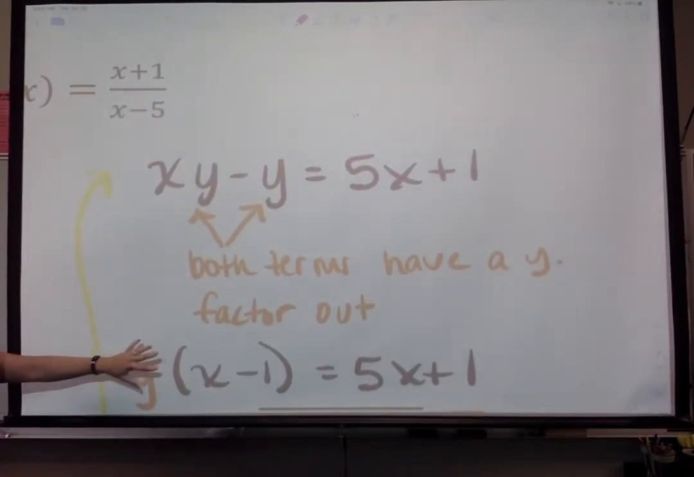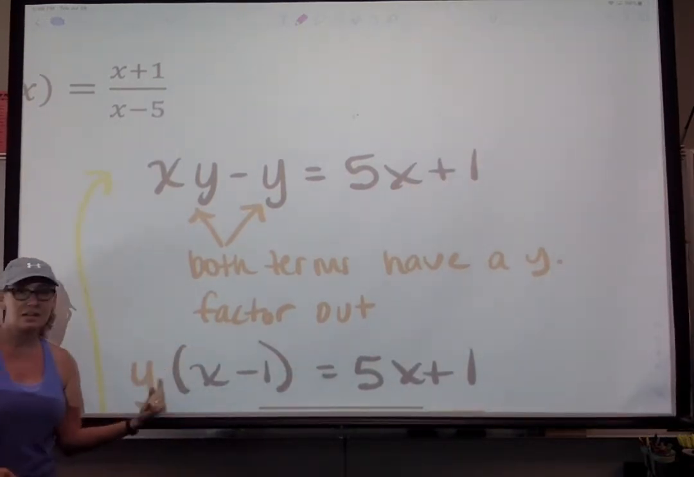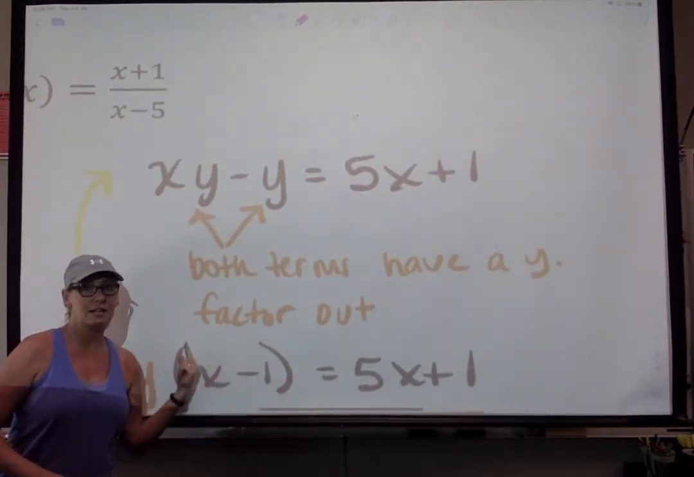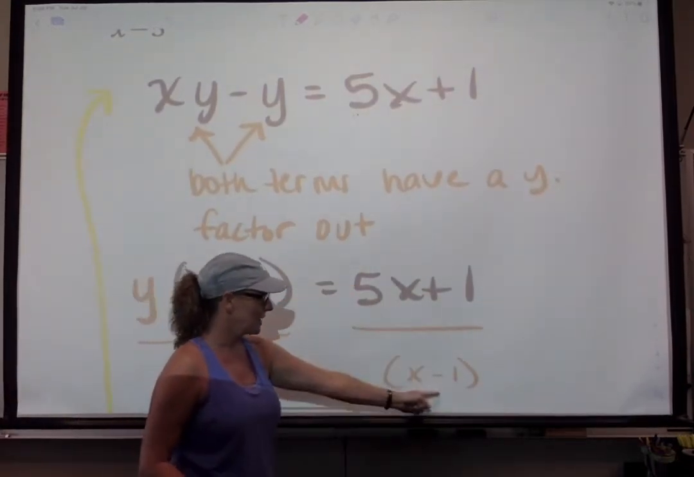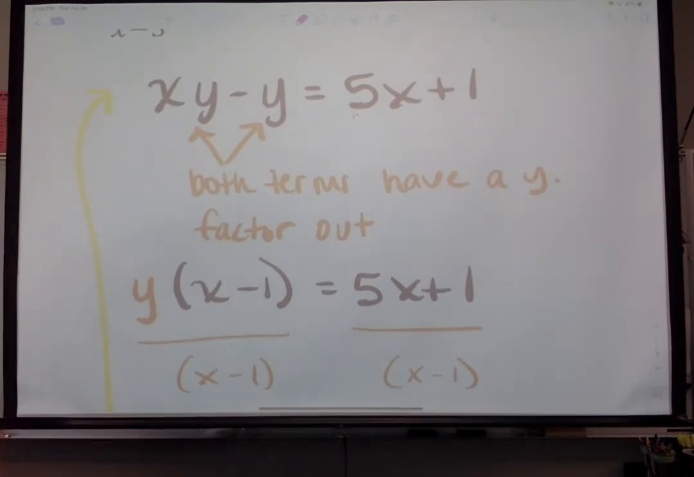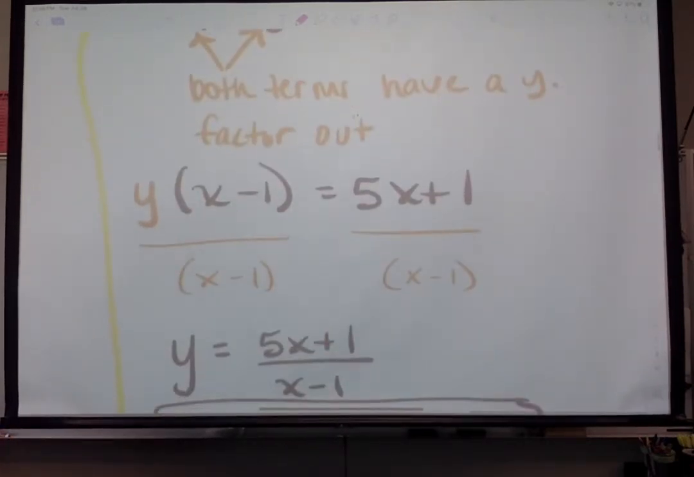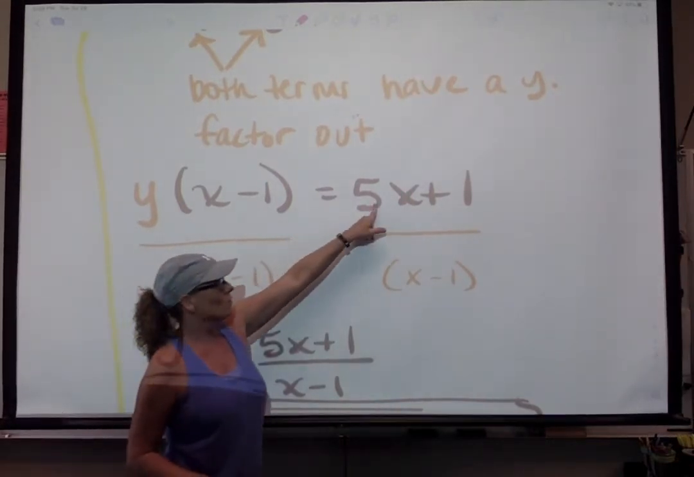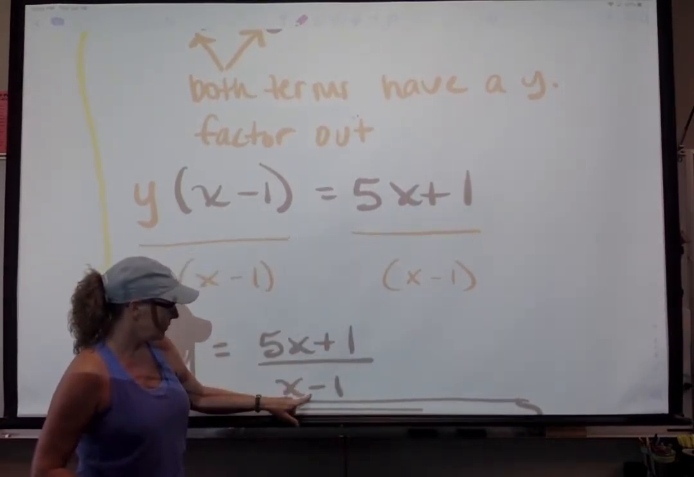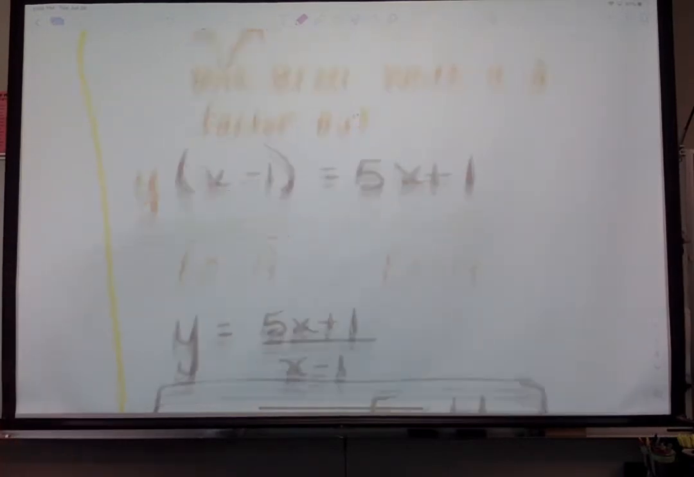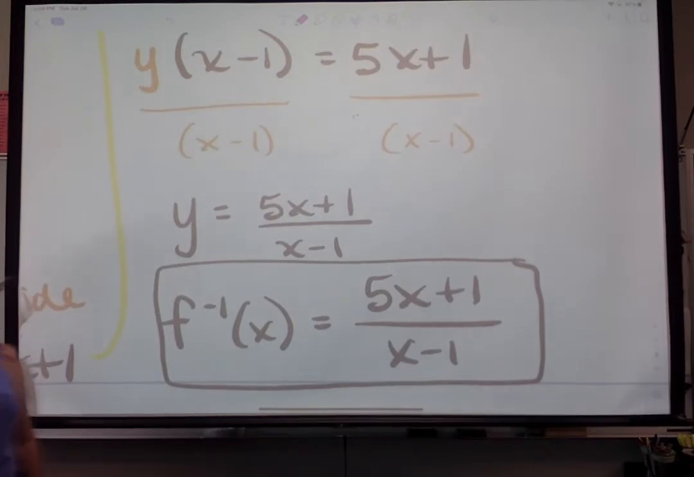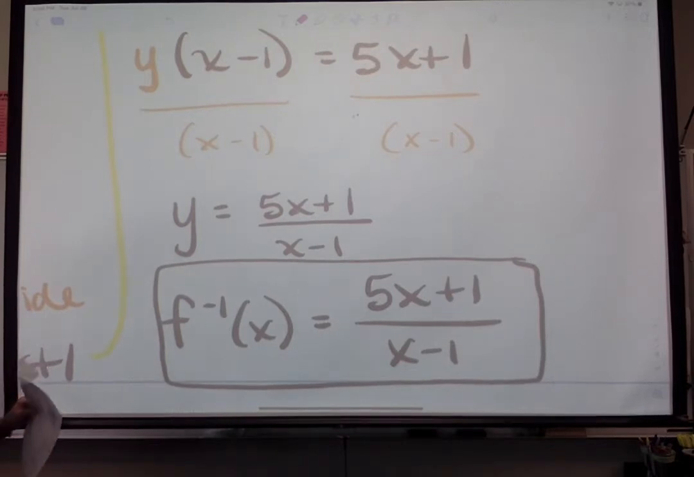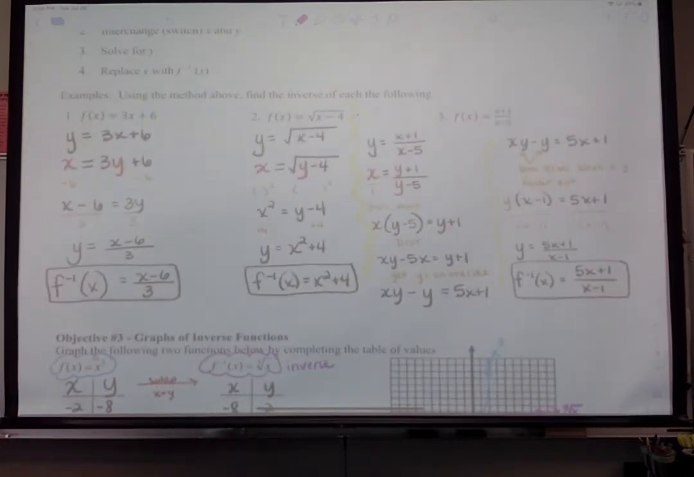Now look, y times something equals, divide. Get rid of that quantity. So divide by x minus 1, divide by x minus 1, and we're pretty much finished. y is equal to what was over there, now divided by my new quantity, and replace it with function notation. Easy. Okay, again, feel free to pause and copy that down or try to work it out on your own.